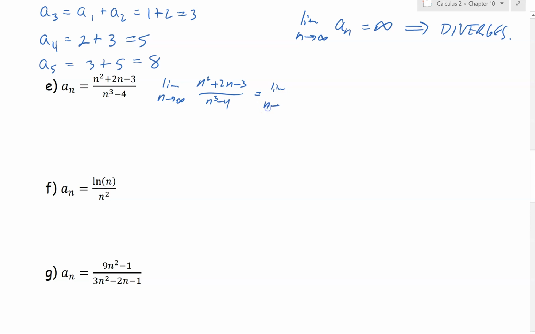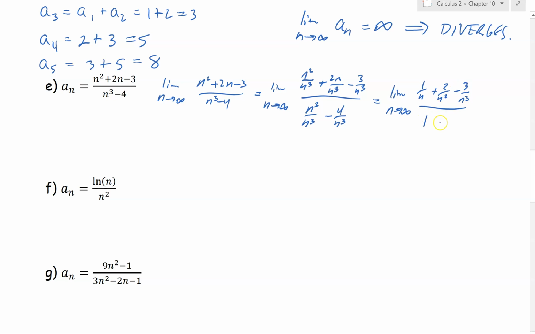You could say the limit as n approaches infinity, if I divide everything by n cubed, I would have n squared over n cubed plus 2n over n cubed minus 3 over n cubed, divided by n cubed over n cubed minus 4 over n cubed. And so then that is 1 over n, 2 over n squared, 3 over n cubed, over 1 minus 4 over n cubed. All of these fractions that still have an n in the denominator are going to approach 0. So we just end up with 0 over 1, which is 0. So this limit is equal to 0. You could have also done that using L'Hopital's rule. Either way, you get that the limit as n approaches infinity of a sub n is equal to 0.